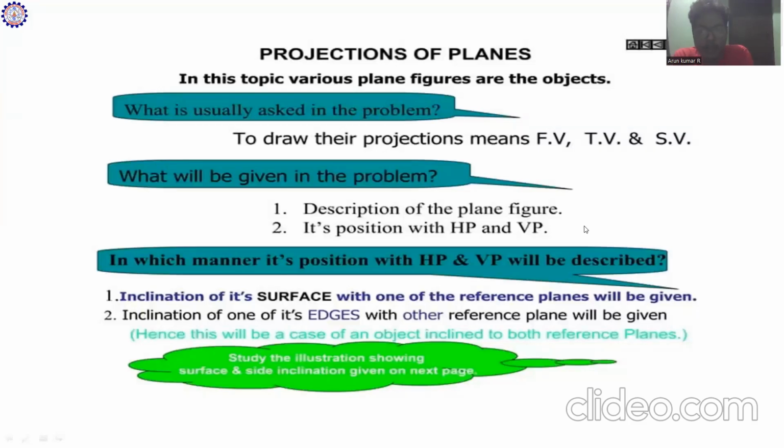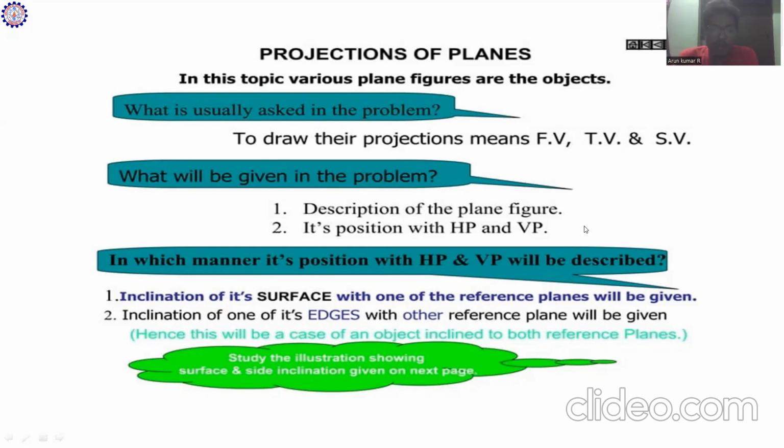Good morning. In this lecture series, we see projection of planes with numerical problems. Let's move on to the numerical problem. We know the basic parameters and terms needed to solve the projection of planes. In this topic, we have various plane figures or objects. What is the usually asked problem?